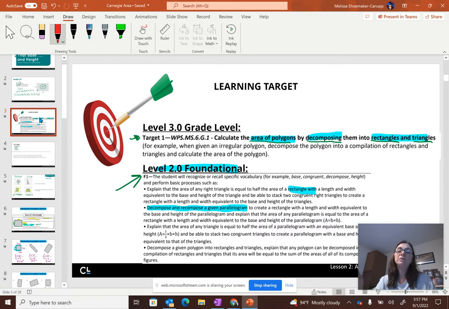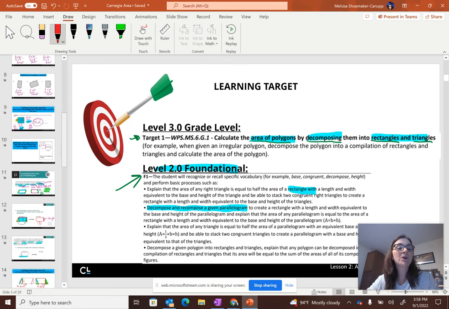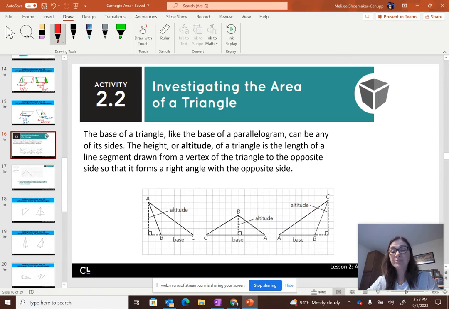And today we're going to focus on knowing how to find the area of a triangle so that then we can move to the level 3, cut up complicated shapes into smaller shapes that we know how to find the area of, find the area of all the pieces, then add them up to find the total area. Okay, remember you're sixth graders, so we're moving to multiple step.